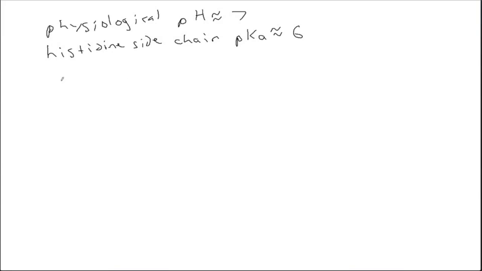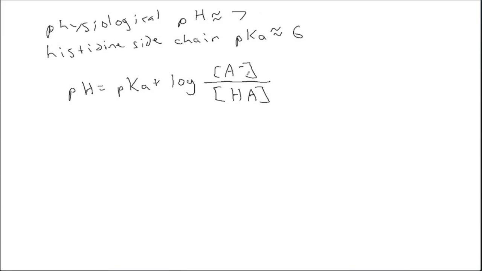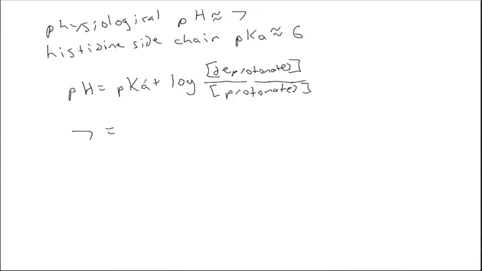So let's use the Henderson-Hasselbalch equation. What should I write down for the Henderson-Hasselbalch equation? pH is equal to pKa plus the log of the conjugate base over the acid. In this case, should we call the top the protonated or the deprotonated form? The deprotonated form. So the bottom is the protonated form. In this case, what would we plug in for the pH? About 7. And what do we plug in for the pKa? 6.